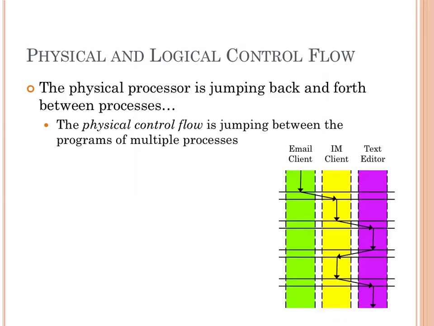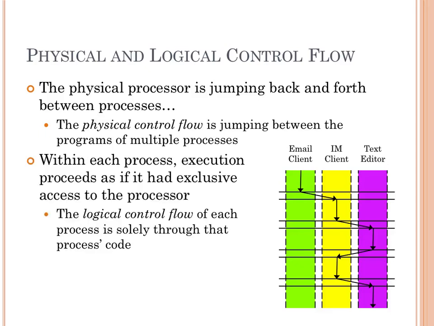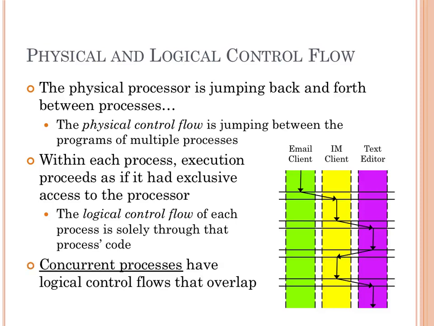The last thing that I want to mention is that you can look at this from the standpoint of physical control flow, because you still have one processor. It's just hopping back and forth between these different programs. So the physical control flow is only one thread of execution, if you will. But then you have a logical control flow within each one of these programs. Each one of them looks as if it's got sole access to the processor.